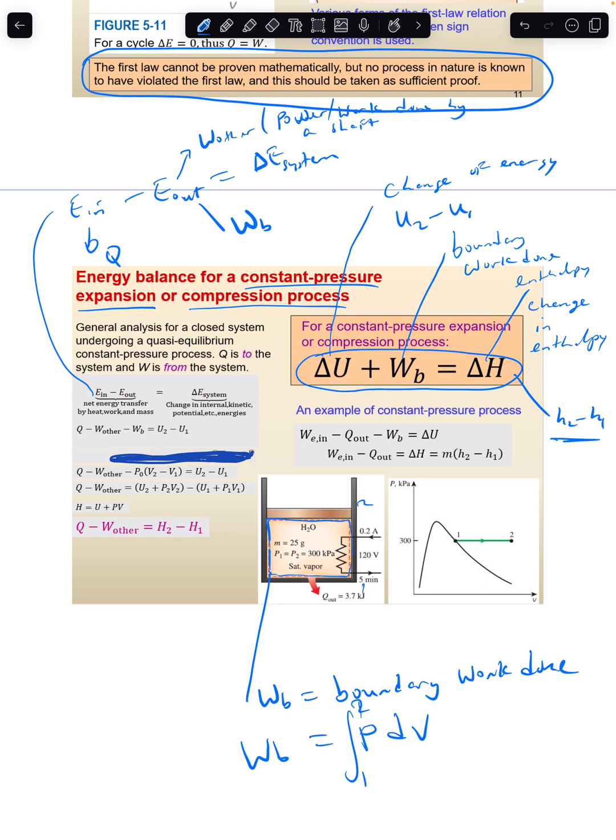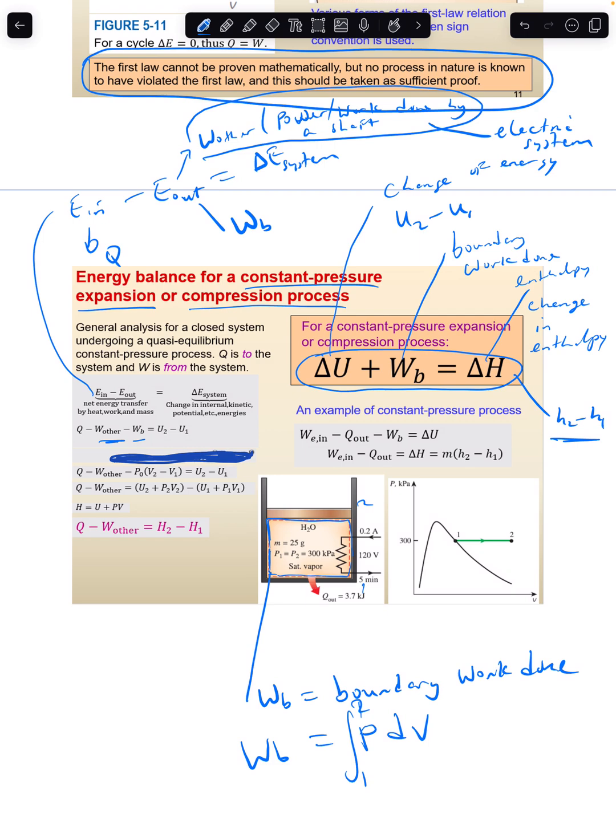It is a work done that is obligatory, it is mandatory, it is in your formula. But this other form of work, which can be done by a shaft, it depends. If we have a shaft in the system, that work done exists. It can be done by a shaft, it can be done by even an electric system. So that other work done will be defined based on the problem. That's why they said other work. This is the boundary.